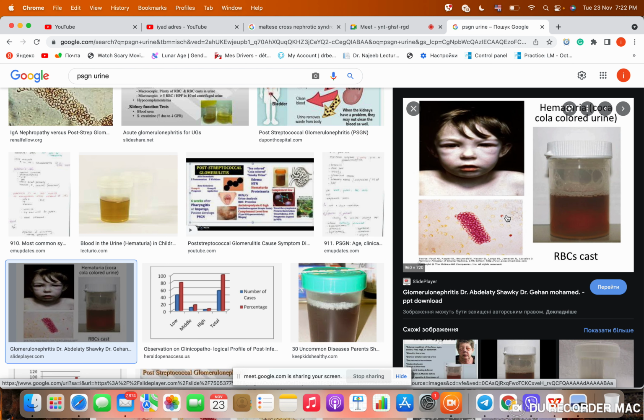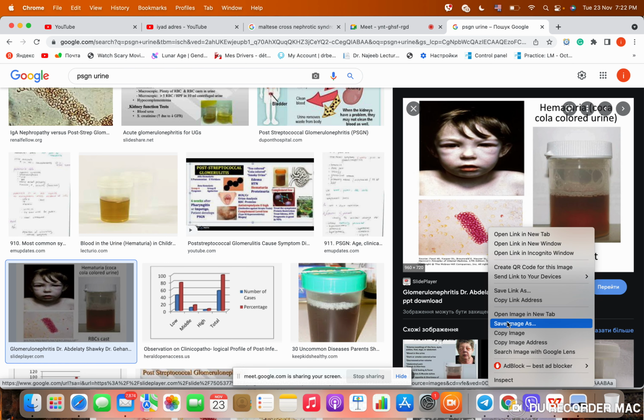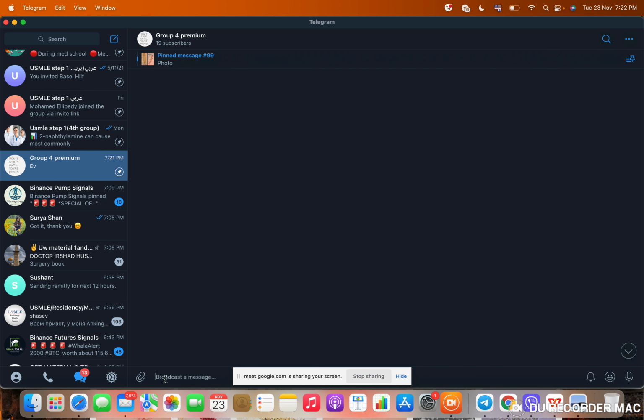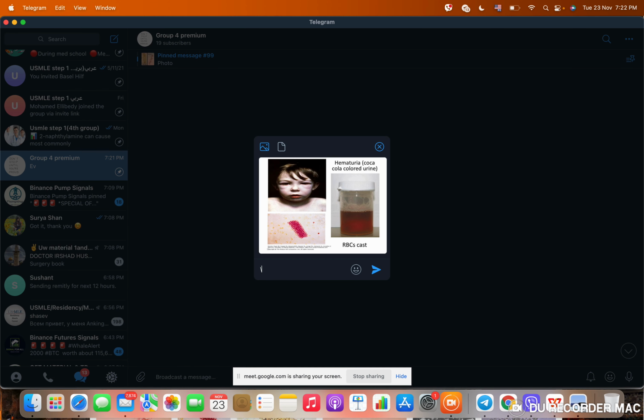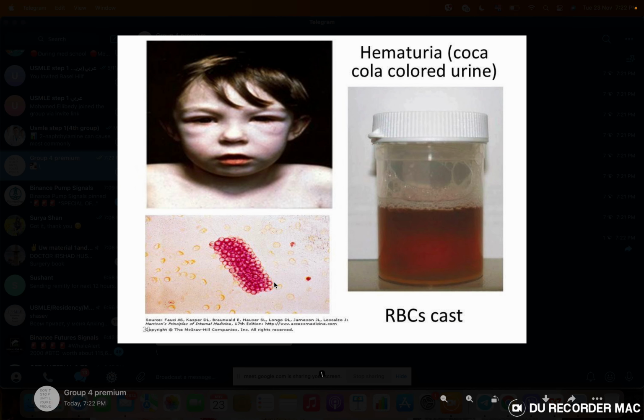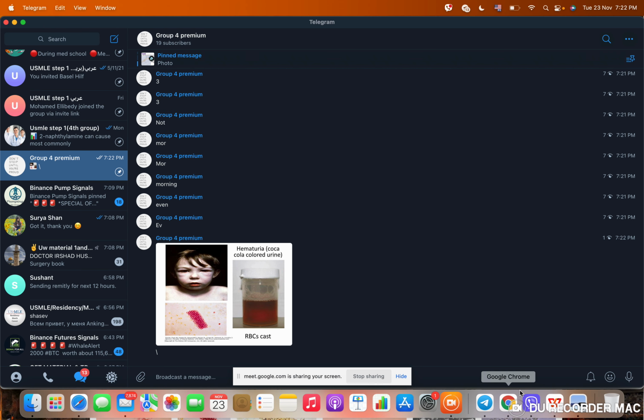Okay, and you can even see this picture. Let me just copy this and send it to you. Yep, you can see even in this picture they are showing the RBC cast, and the patient has periorbital edema of his face.